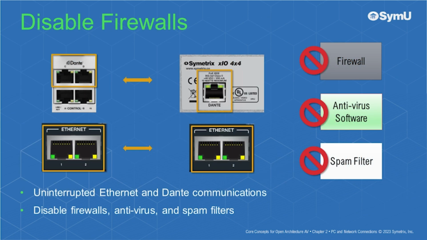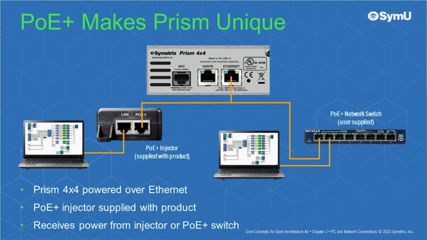For uninterrupted Ethernet and Dante communications, firewalls, antivirus software, and spam filters must be disabled. The Prism 4x4 is powered over Ethernet and a PoE Plus injector is supplied with each product. Each can receive power from an injector or from a PoE Plus network switch. All previously discussed IP addressing rules for both direct and Ethernet switch connections apply.